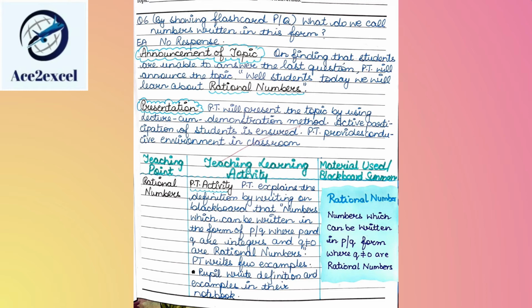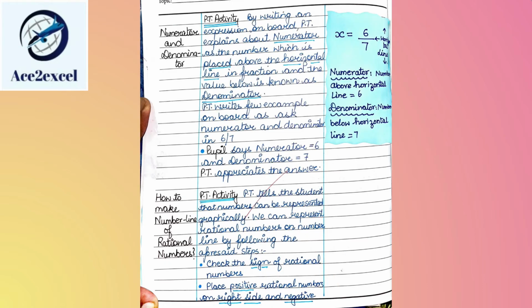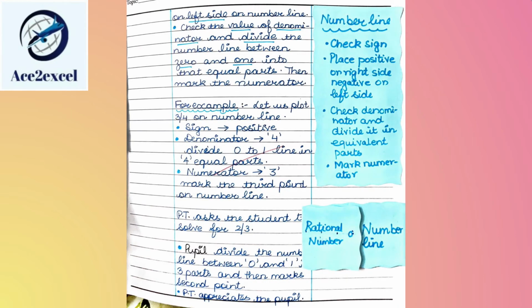the board by showing that rational numbers are the numbers which are in the form of p/q. Then PT will tell the terms numerator and denominator. Numerator is the one which is above the baseline and the denominator is the one which is below the baseline. Then PT will talk about the next topic, that is how to make a number line of rational numbers. PT will point out step-by-step instructions to plot the number line.